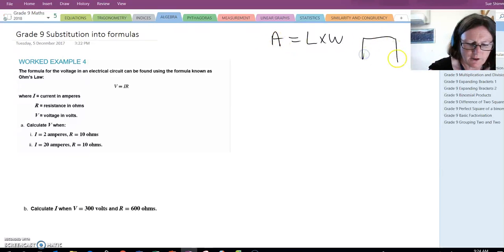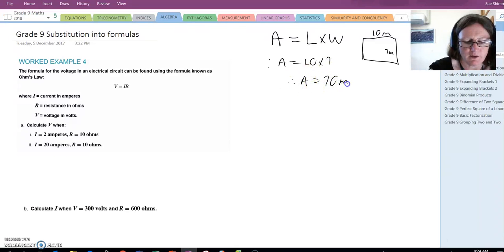So if we know that the length of the rectangle is 10 metres and the width is 7 metres, we can substitute in there length 10, width 7 to get the area to be 70 metres squared. So we can use substitution in formulas. So let's look at the example from the textbook.